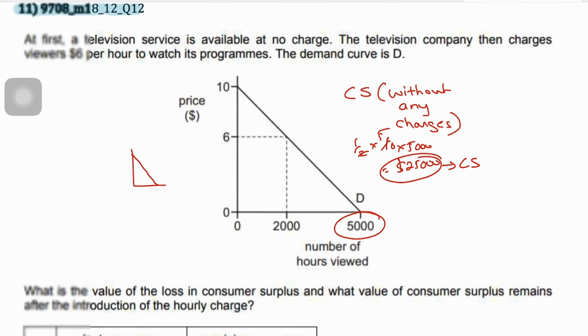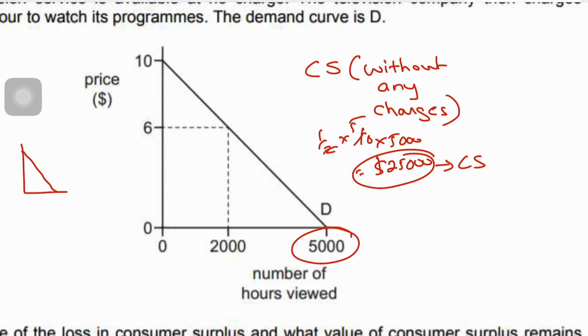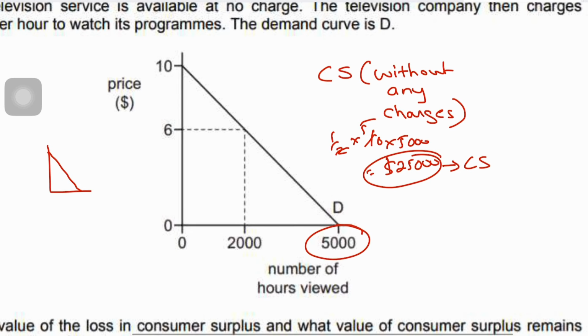So this follows that the area under the demand curve is my willingness to pay and the total satisfaction that I'll gain by consuming the number of units that I would want, whatever quantity that I'll buy, right? And so this is my previous consumer surplus.